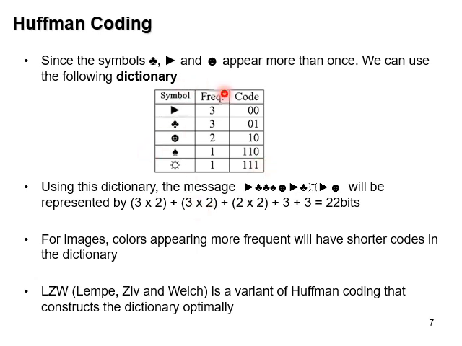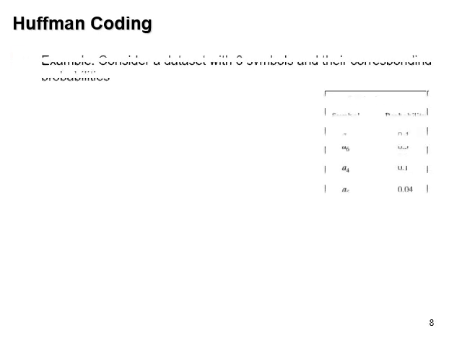We will see how this table could be obtained for a certain message. However, there is another approach called Lempel-Ziv-Welch or LZW. This is a variant of Huffman coding that constructs this dictionary optimally. But let's forget about that for now. We're going to focus on Huffman coding in the next slides, and the method that, given certain symbols with their frequencies, finds the code. Okay, so let's have an example.